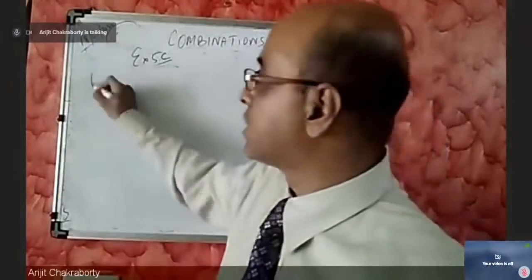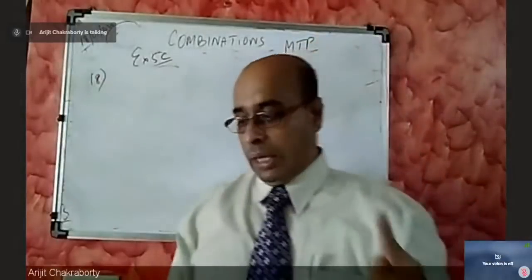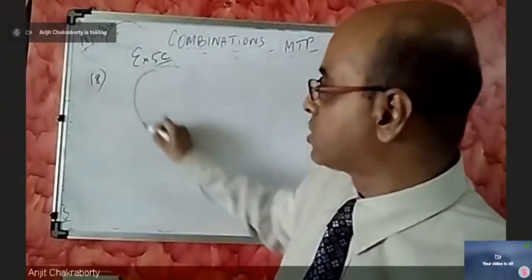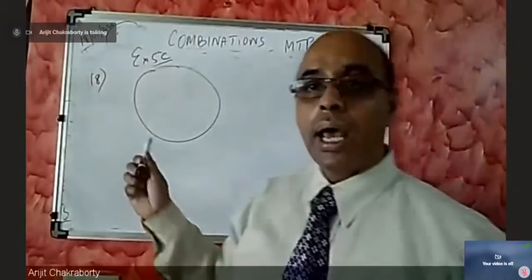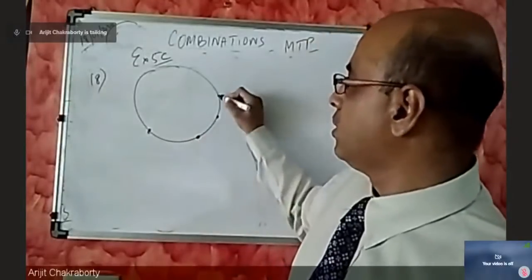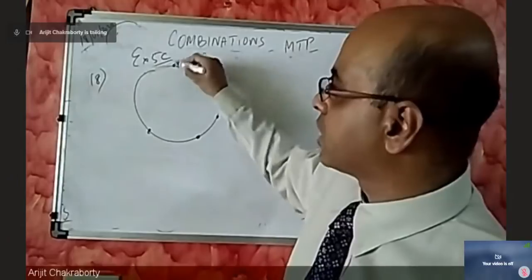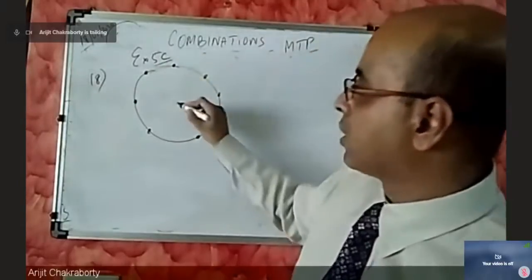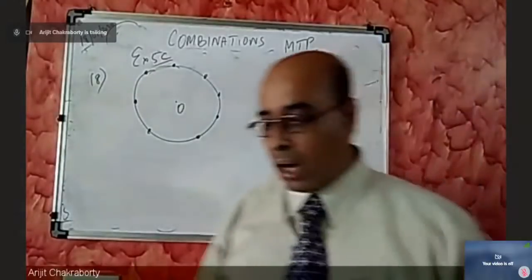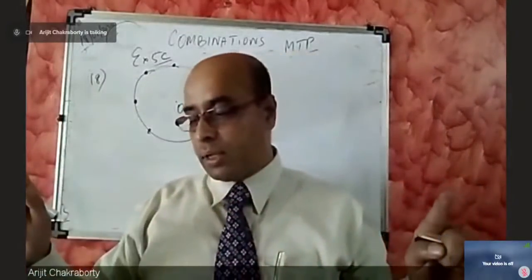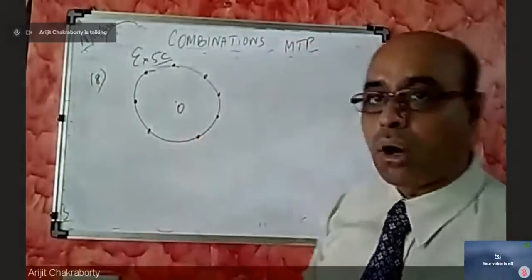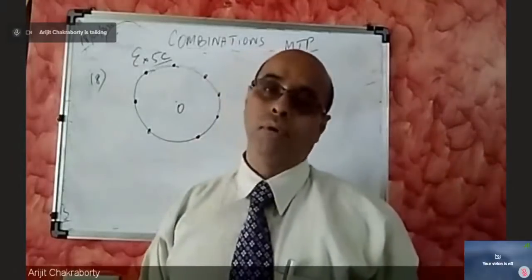Number 18, exercise 5C. Okay, 8 points are marked on the circumference of a circle. So a circle is taken and 8 points are marked. So 1, 2, 3, 4, 5, 6, 7 and 8. Circle center is O. So 8 points are marked. How many chords can be made? How many chords can you draw by joining these points?